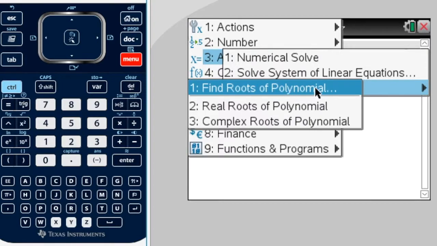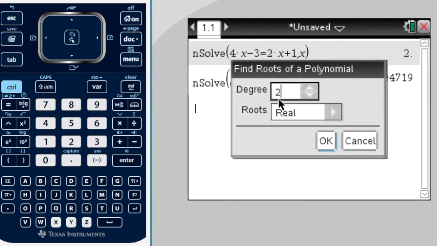You want to find roots of a polynomial. That's the same as, say, solving a polynomial equal to 0. Let's say we have a quadratic and I want the real roots. That'll be useful for SL and studies. Now for HL you may want complex, so you can just use complex.